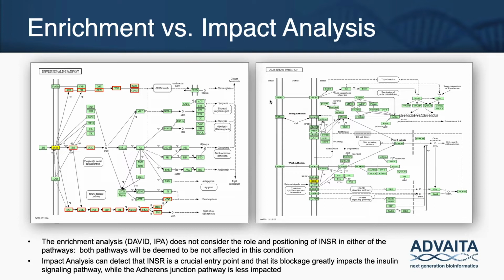So the topology score for the insulin signaling pathway is much stronger than for the adherence junction pathway. And for that reason, impact analysis would score insulin signaling pathway to be much more significant. So that's the difference.